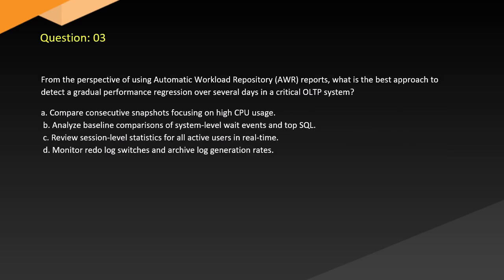Question 3. From the perspective of using Automatic Workload Repository, or AWR, reports, what is the best approach to detect a gradual performance regression over several days in a critical system? A. Compare consecutive snapshots focusing on high CPU usage.